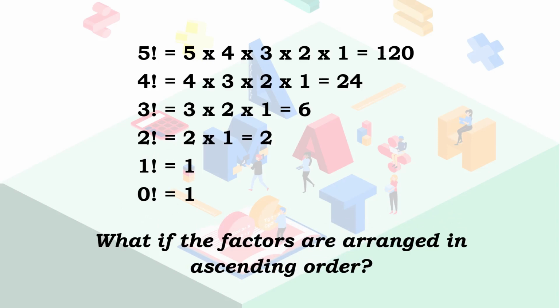And as you can see, the factors are arranged in decreasing order. But what if the factors are arranged in ascending order? Yes, the answer is still the same. Whether it is arranged in a decreasing or ascending order, the answer is still the same because multiplication is commutative.